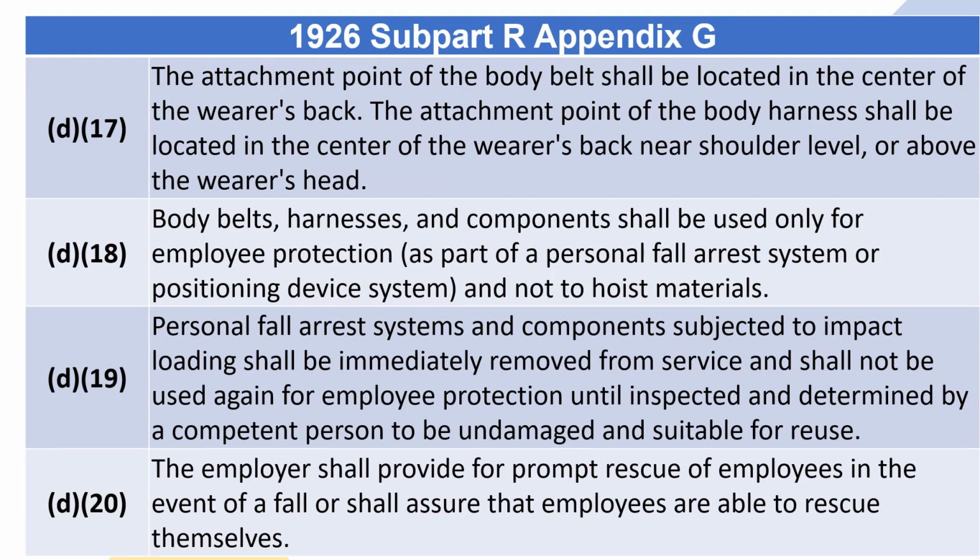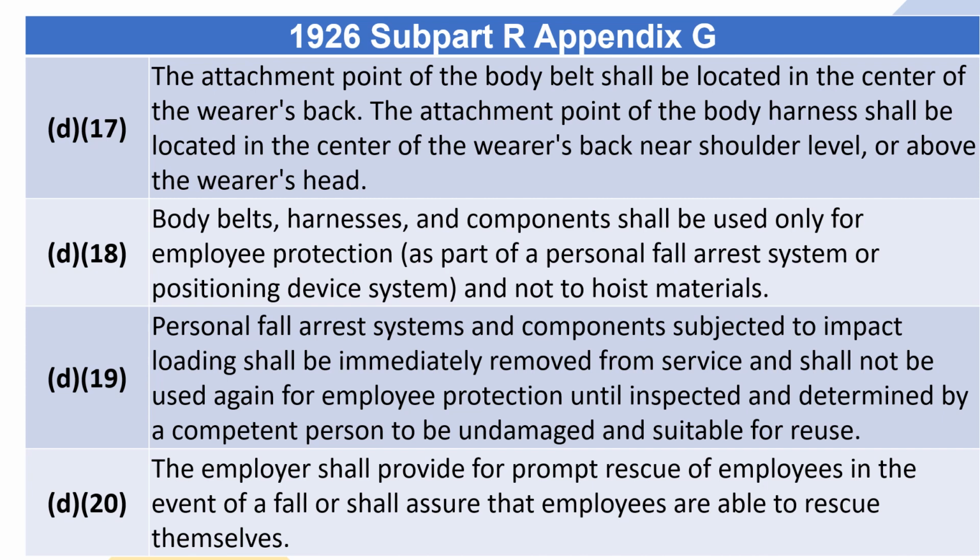D17. The attachment point of the body belt shall be located in the center of the wearer's back. The attachment point of the body harness shall be located in the center of the wearer's back near shoulder level or above the wearer's head. D18. Body belts, harnesses, and components shall be used only for employee protection, as part of a personal fall arrest system or positioning device system, and not to hoist materials.